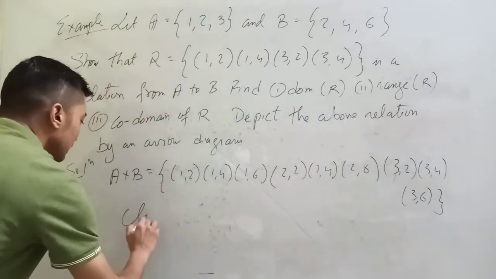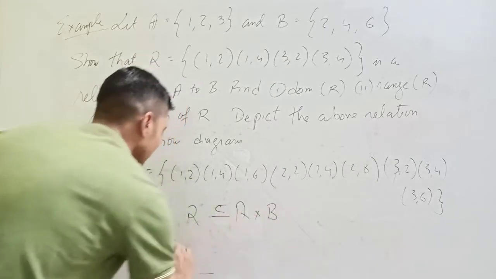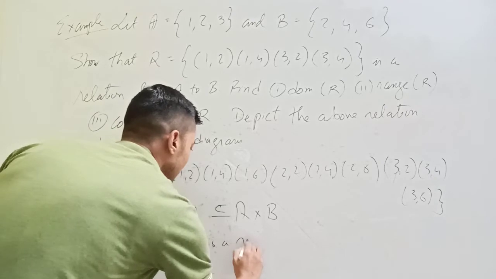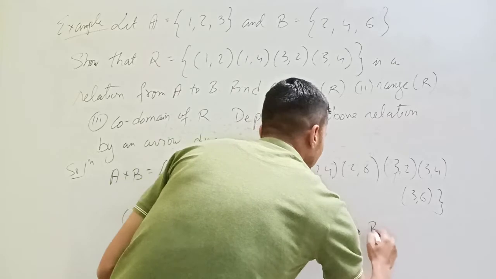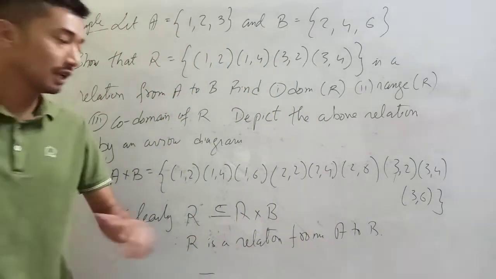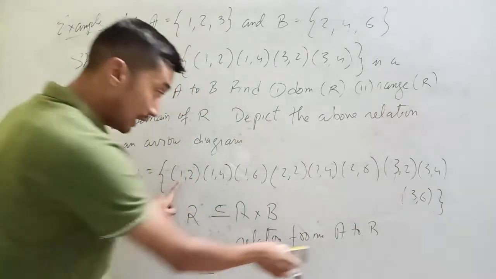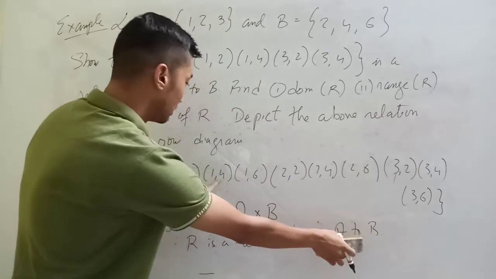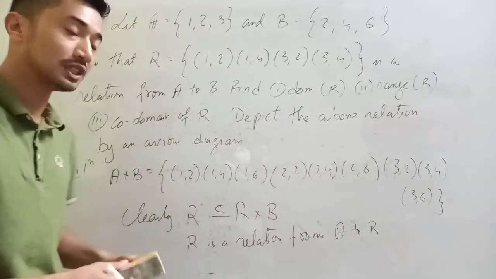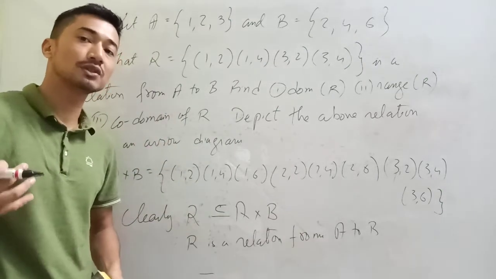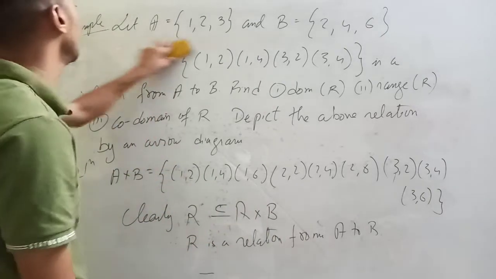Now clearly the set R is a subset of A cross B. So we say, therefore, R is a relation from A to B. In the first video we saw that in an ordered pair, the first element comes from set A and the second element comes from set B, so it belongs to A cross B. If you have any confusion, go back to the first video and go through it. So the first part, showing that it is a relation, is done.